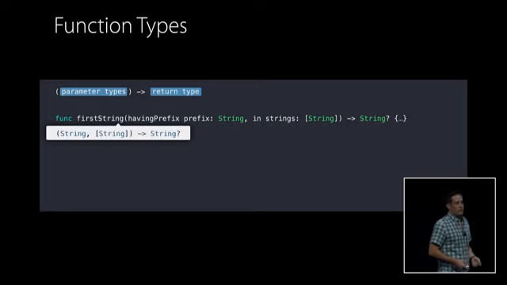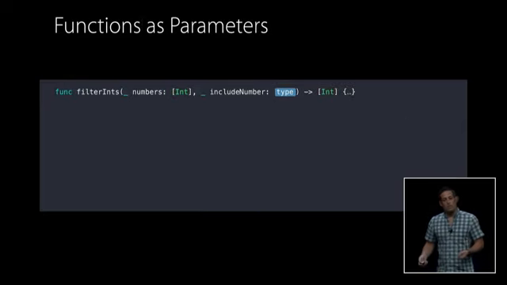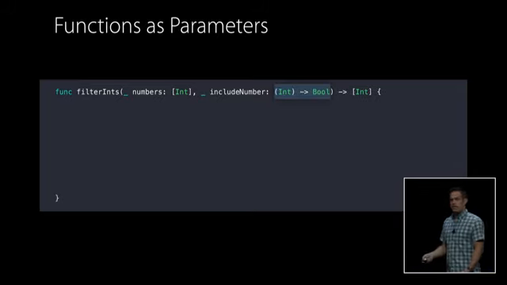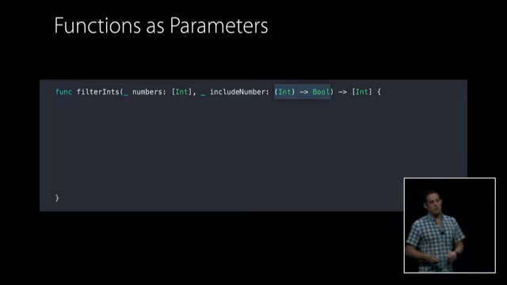And here's the firstString function. Its signature is a little more complicated, but its type follows the same basic form. It takes a string and an array of strings, and it returns an optional string. So now that you've seen the syntax for function types, it's pretty clear how you need to finish the declaration for filterInts. The includeNumber parameter can be any function that takes an integer and returns a Boolean. And you write that type as Int in parentheses, arrow Bool.